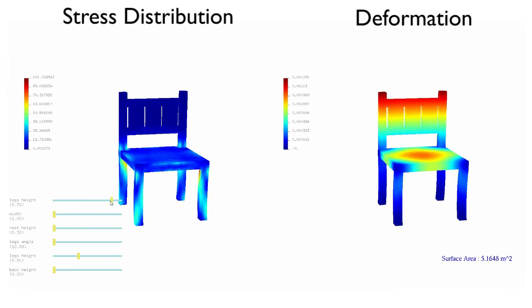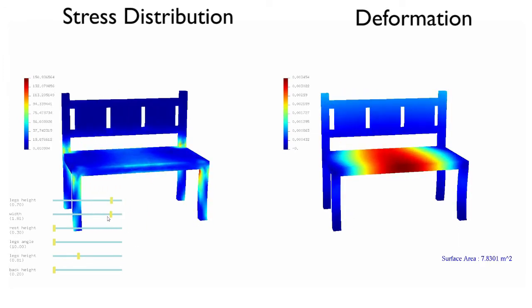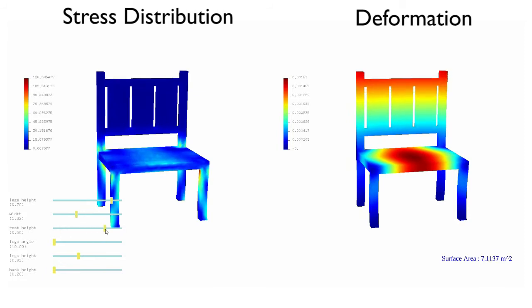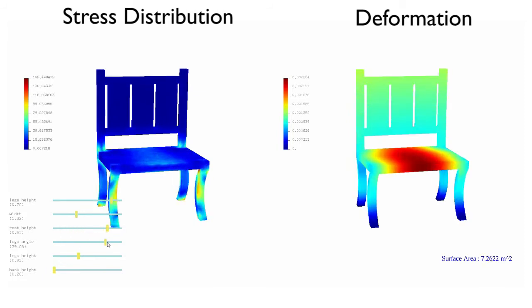For this chair example, the surface area is computed as a function of the interpolated geometry, which is updated in real time and displayed along with a pre-computed stress and deformation that results from an external force acting on the seat surface.